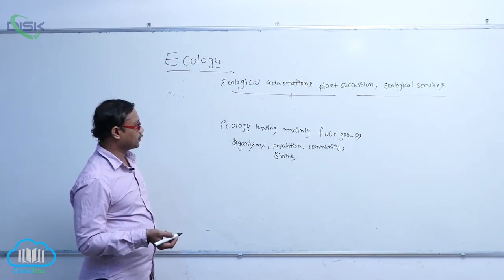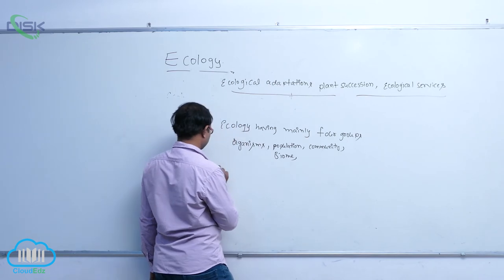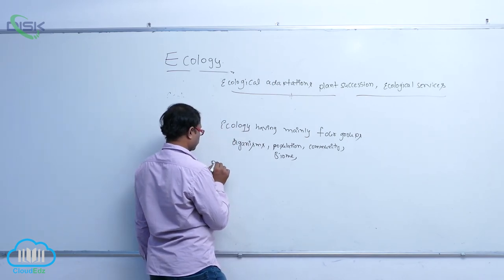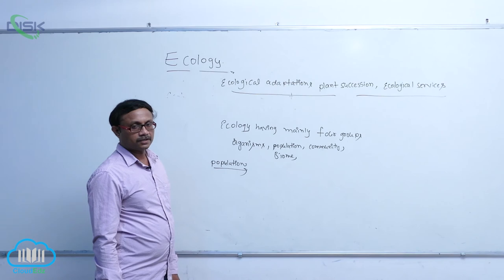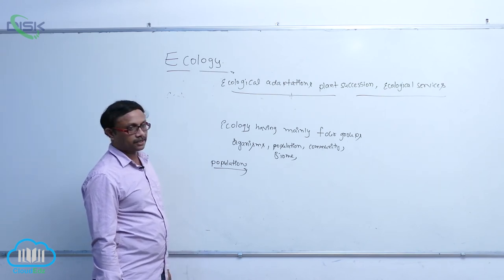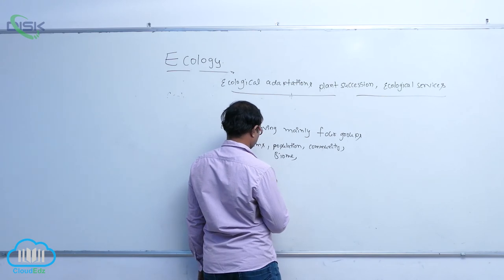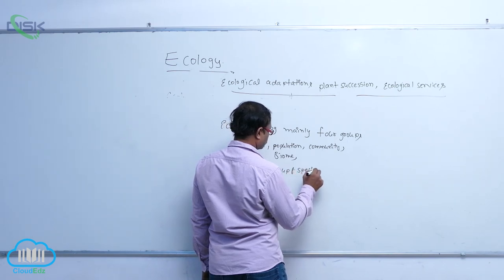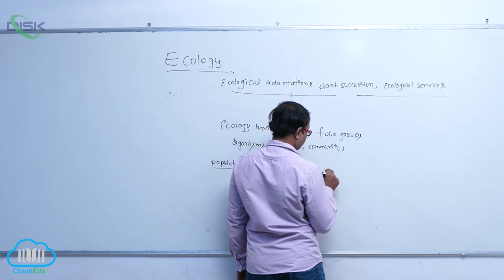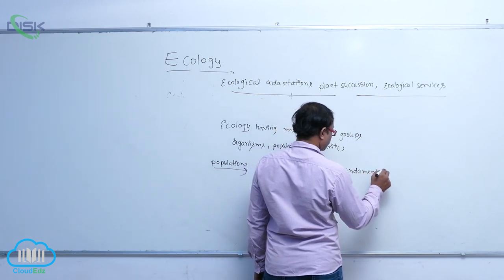First it is population. Population means a group of individuals with fundamental similarities, known as species. So that is known as population: a group of individuals with fundamental similarities.